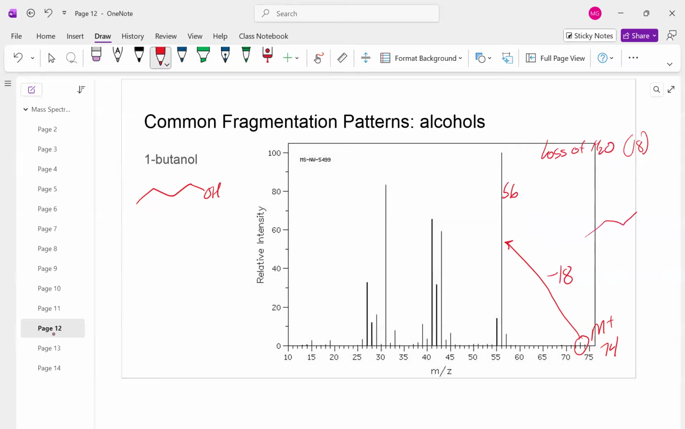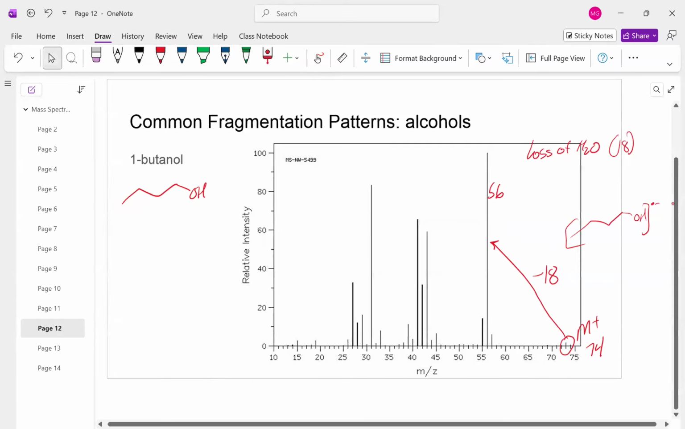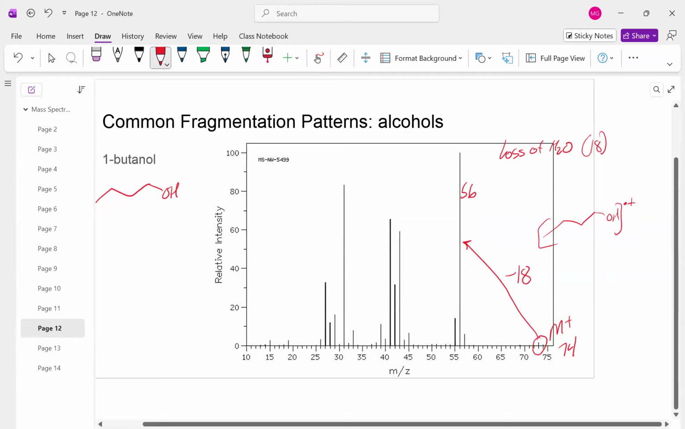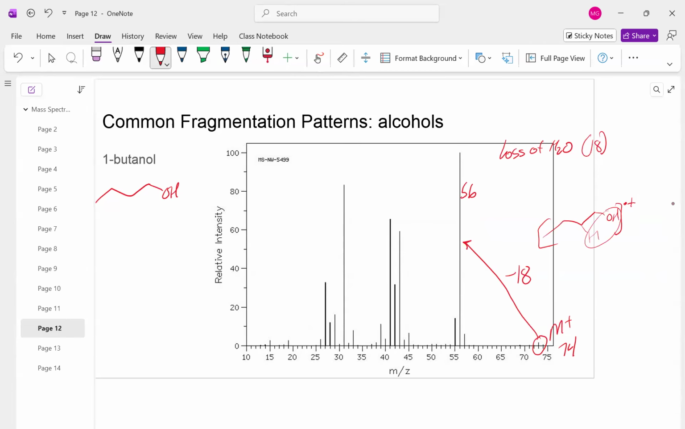So I'm going to take my molecular ion and I'm getting rid of a hydrogen and an OH to get this cation.